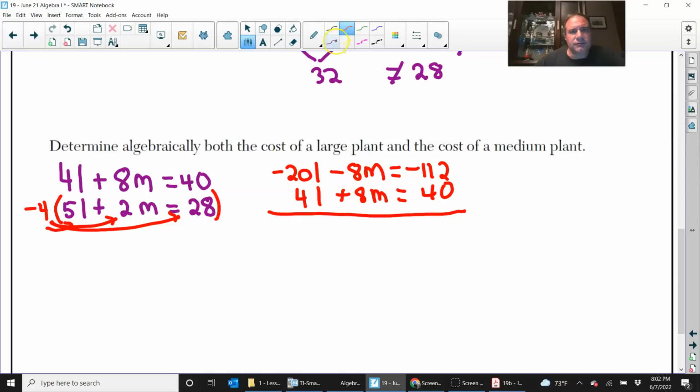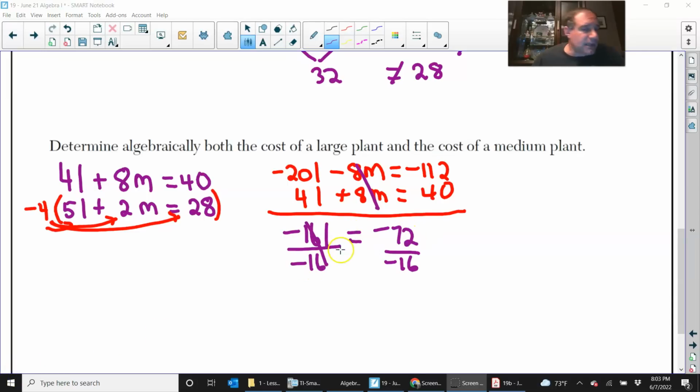So this cancels right here. And I have -16L equals -72. And then I divide by -16 on both sides. And the cost of a large plant would be 4.5, my calculator says, but it is $4.50 per large plant.